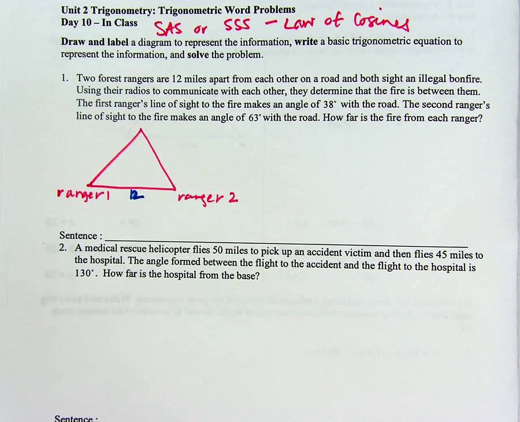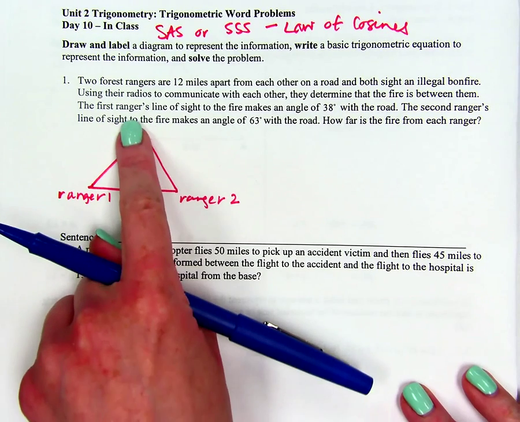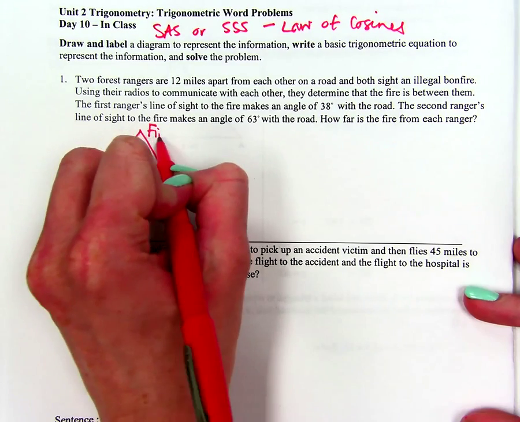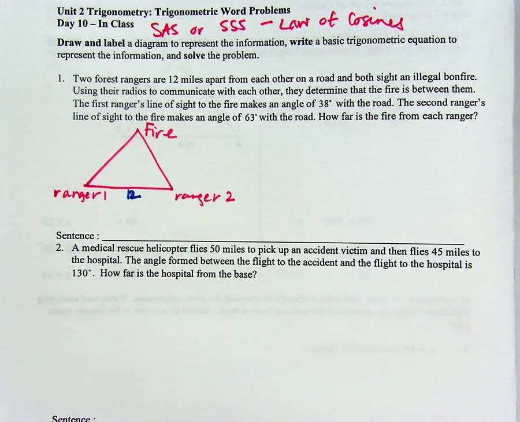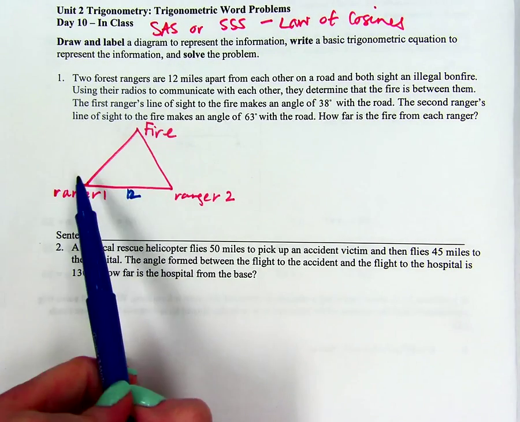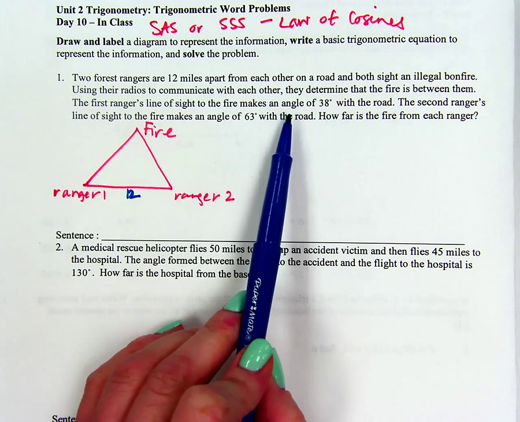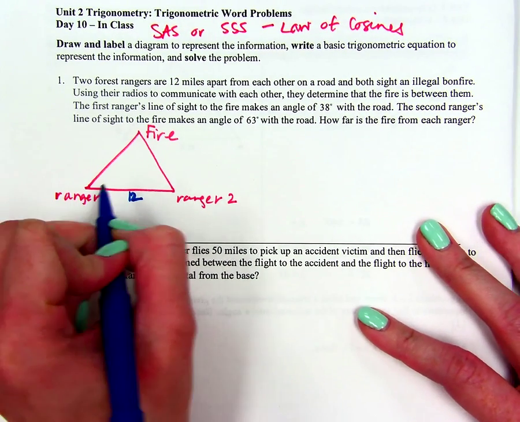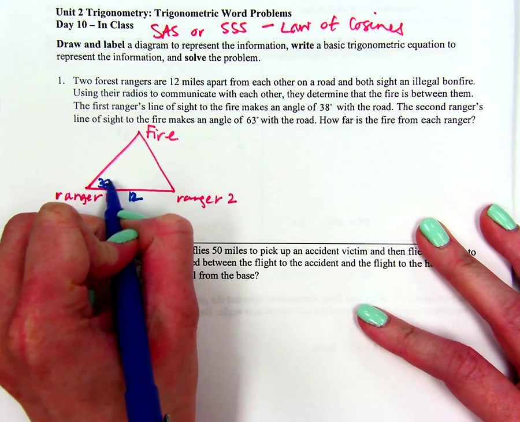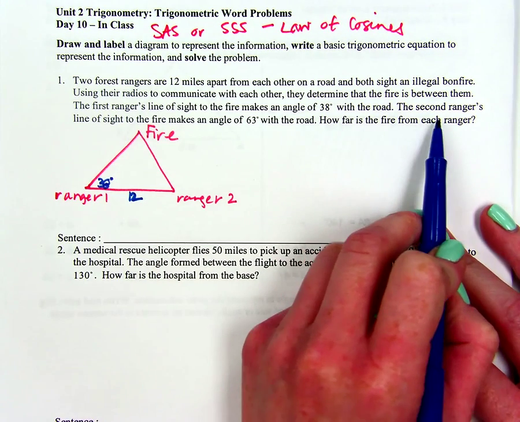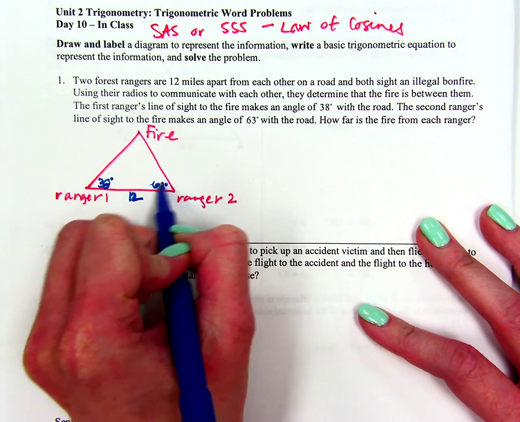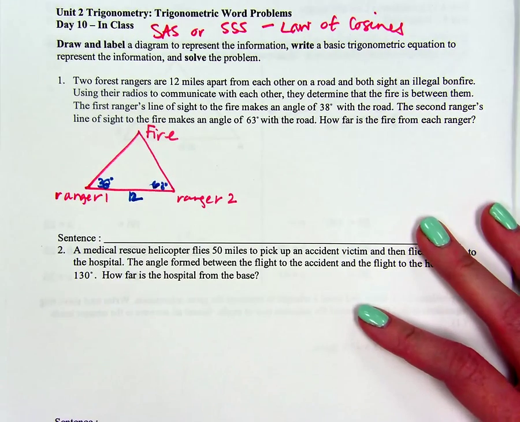It says, using their radios to communicate with each other, they determined that the fire is between them. So the fire is going to be back here. So I'm going to label this third side up here our fire. The first ranger's line of sight to the fire makes an angle of 38 degrees. So Ranger 1 that we labeled right down here is 38 degrees. And it says the second ranger's line of sight up to the fire makes an angle of 63 degrees. So now I've labeled everything that I have.